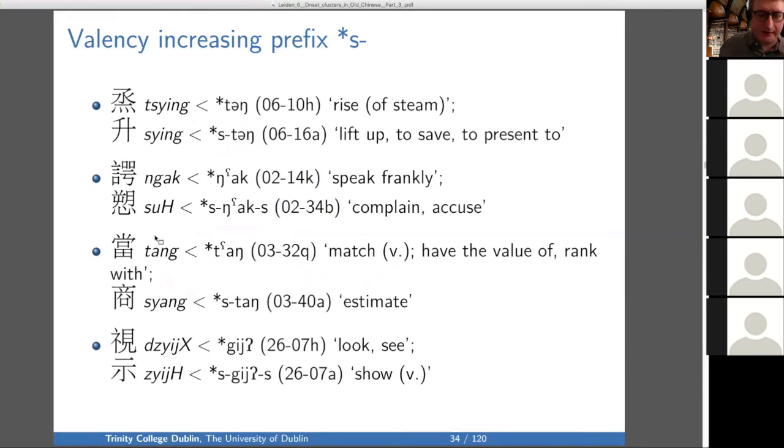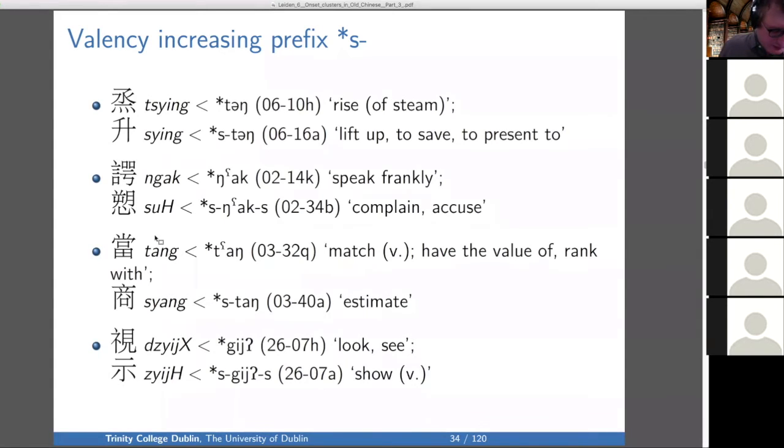We have things like tun, rise of steam, so to rise intransitively, and stung, to lift up, to save, to present to. We have nak, to speak frankly, and snux, to complain or to accuse. It's not so obvious that that's valence. No, it is valence increasing, isn't it? Yeah. It's not really causative, but it's valence increasing.